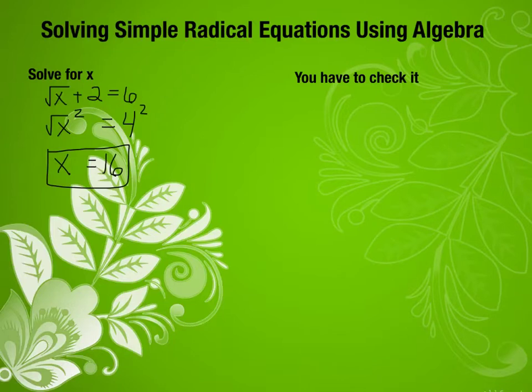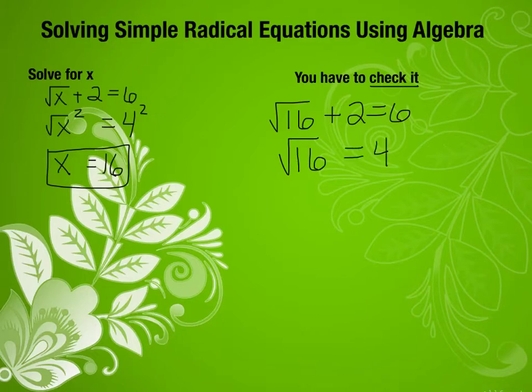So I'll just take the 16 and I'll plug it back in. The square root of 16 plus 2 equals 6. So when the instructions on your quiz or test, whatever it is, say check it, I need to see the check on the paper. Alright, so we've got the square root of 16. 6 minus 2 is 4. And does the square root of 16 equal 4? Yes, 4 equals 4. So it is a good answer.